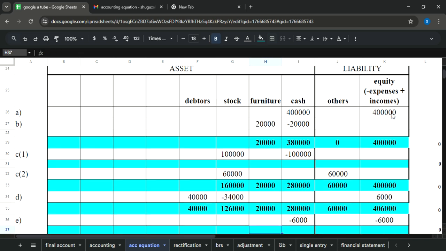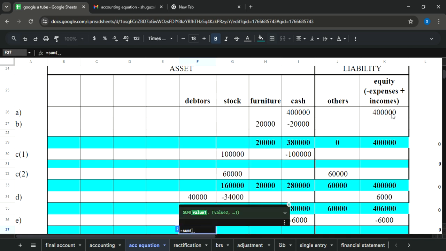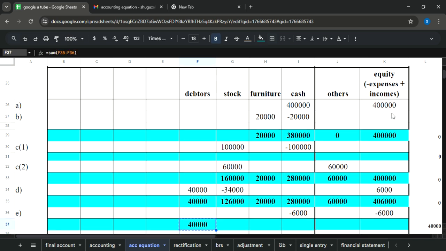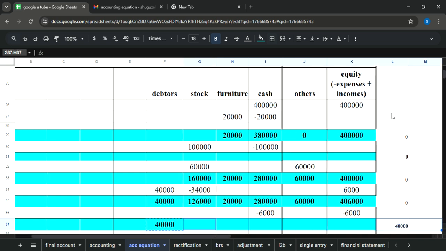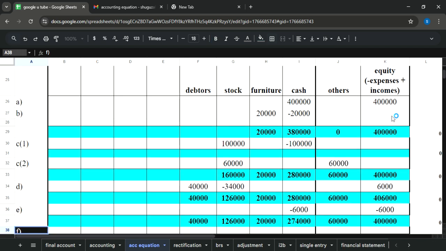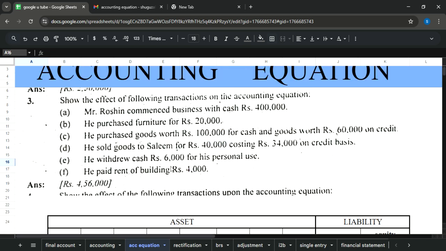Similarly, at this stage you will take sum of both sides. First we will take sum of asset side, and in very similar way you will take sum of all the columns present on both sides. So total has been completed. This was entry number E. Now let's see what F entry is saying. Let's get back. F is saying rent of building was paid.